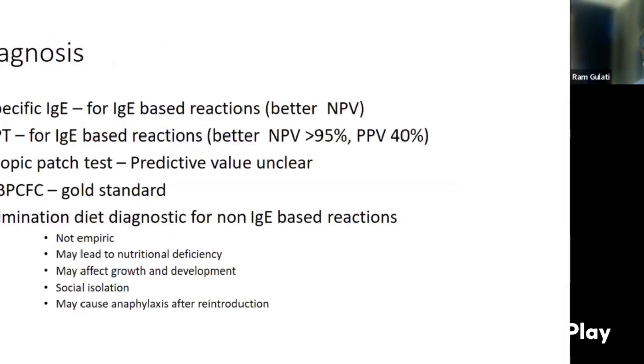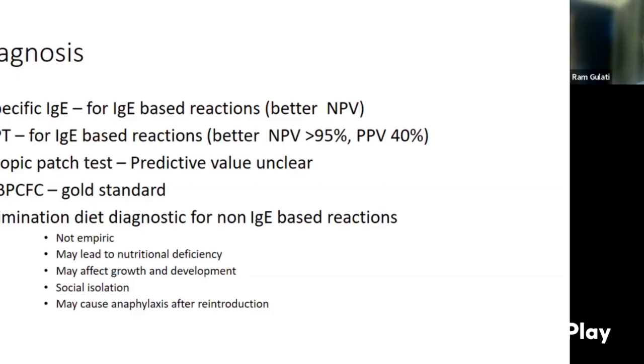For the diagnosis of food allergy, specific IgEs can be looked at for IgE-based reactions, but it has been shown that both this as well as skin prick testing have a much better negative predictive value than positive predictive value. That means if you have a negative specific IgE or skin prick test, you can be very much sure that this particular food is not responsible for exacerbation. But if it is positive, then you have to corroborate with the history and see whether that is really of value or not. Atopic patch test was touched on by Dr. Ramamurthy, but the predictive value is unclear because we don't have a validated atopic patch test.